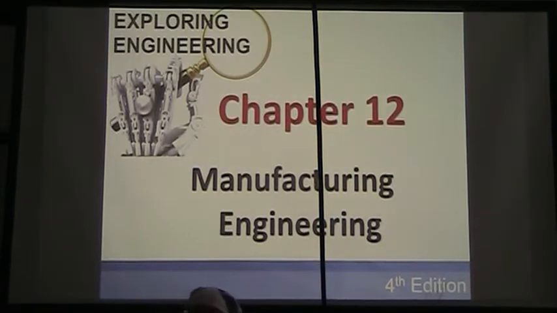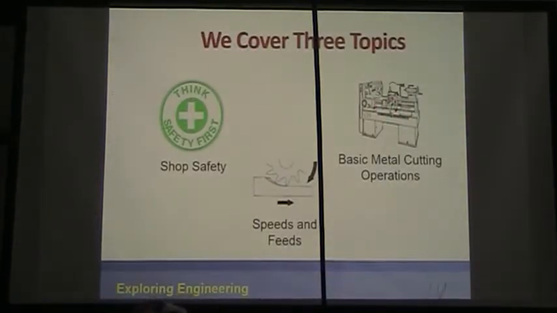Today we're going to go through manufacturing, engineering, and mechanical engineering. But not every engineering that starts with an M, since we're skipping materials engineering. All right. In manufacturing engineering, basically there are three different styles or sections within it. Safety, speeds and feeds, and basic metal cutting operations. Although I could have combined those last two.